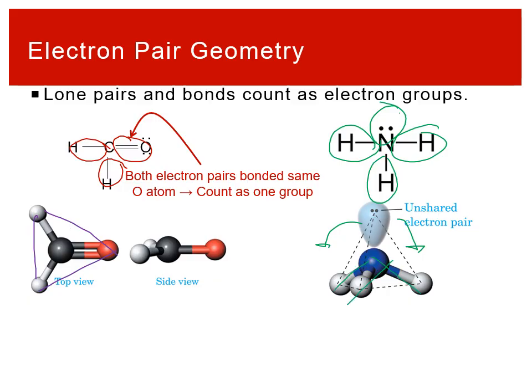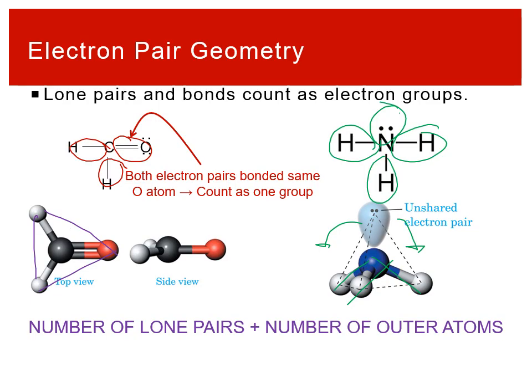So the underlying goal, or the underlying mechanism of how we diagnose shapes, is to take our Lewis structure and count electron groups. The number of electron groups is always going to be exactly equal to the number of lone pairs plus the number of outer atoms.